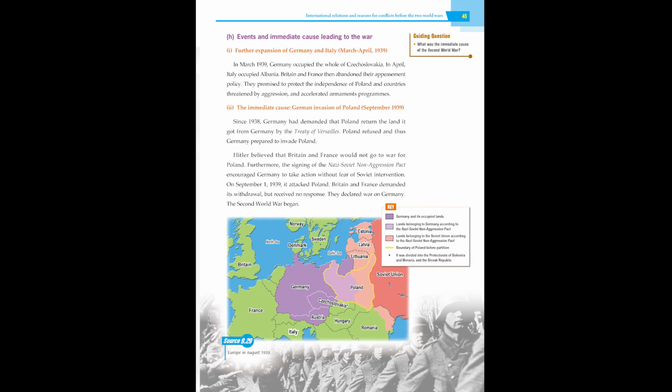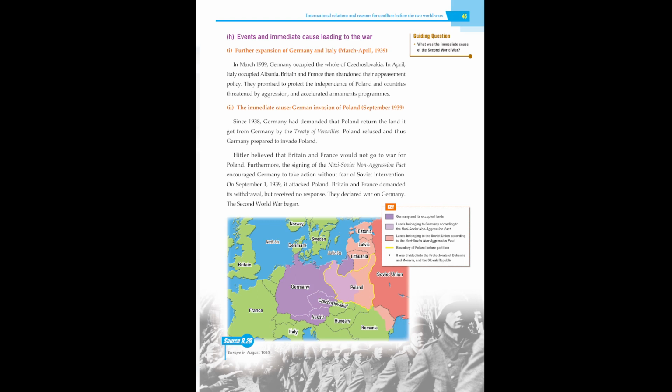H. Events and immediate cause leading to the war. Guiding question: what was the immediate cause of the Second World War? 1. Further expansion of Germany and Italy, March-April 1939. In March 1939, Germany occupied the whole of Czechoslovakia. In April, Italy occupied Albania. Britain and France then abandoned their appeasement policy. They promised to protect the independence of Poland and countries threatened by aggression, and accelerated armaments programs.